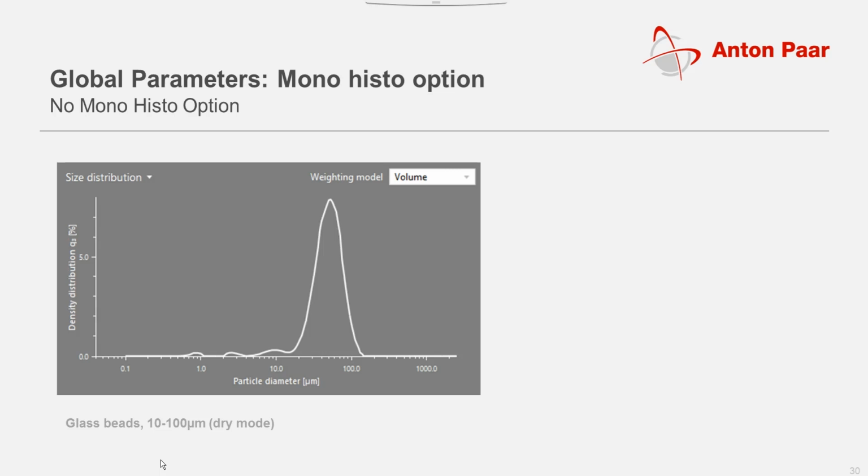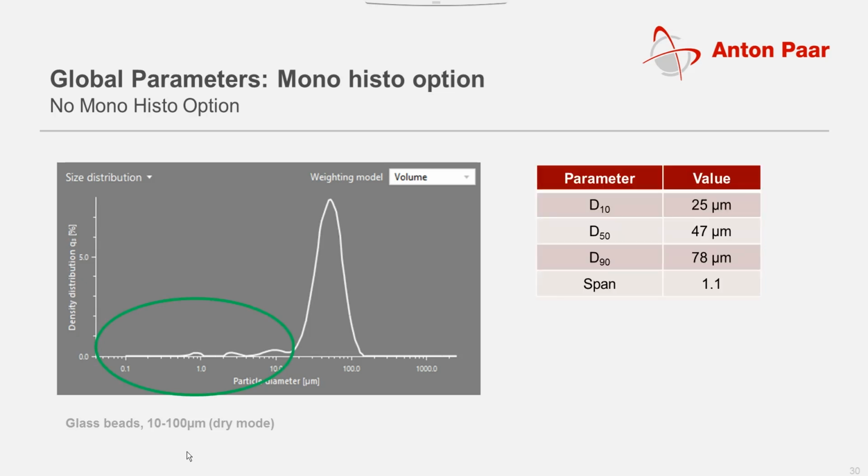In the following slide is shown an example result for glass beads with size range between 10 and 100 micrometer. We know that this standard should be monodispersed and only one population should be measured. Without the monohisto option, you see minor inconsistent fineness beside the peak. The measured D10 is 25, D50 47, and D90 is 78 micrometer. Most probably, there is dust contamination, which increases the broadness of the distribution, which has a span bigger than 1, and decreases the D10, which becomes too small.